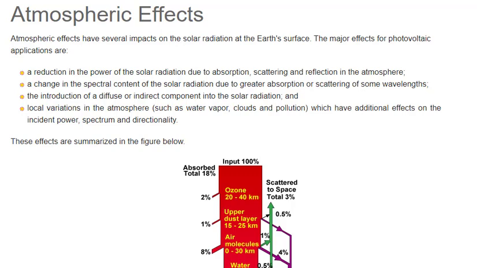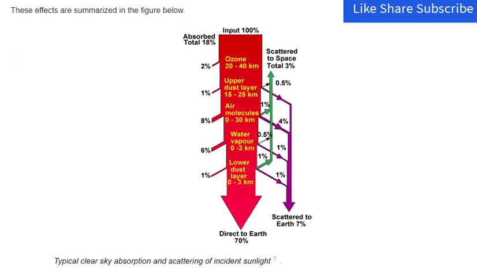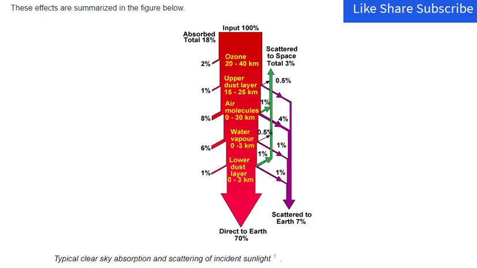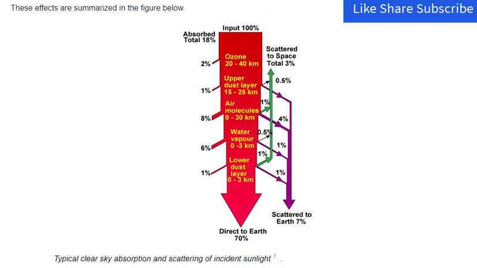Let's start. Atmospheric effects have several impacts on the solar radiation at the Earth's surface. The major effects for photovoltaic applications are a reduction in the power of the solar radiation due to absorption, scattering and reflection in the atmosphere, a change in the spectral content of the solar radiation due to greater absorption or scattering of some wavelengths, the introduction of a diffuse or indirect component into the solar radiation, and local variations in the atmosphere, such as water vapor, clouds and pollution, which have additional effects on the incident power, spectrum and directionality. These effects are summarized in the figure below.